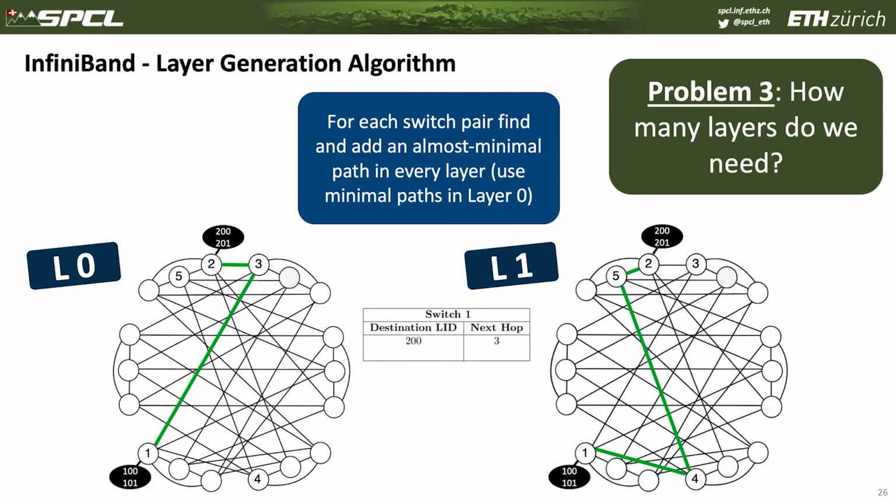In this example, on the left, you see the minimal path from switch 1 to switch 2, and the respective entry in the forwarding table of switch 1. And for the second layer with index 1, we will find this almost minimal path that has 3 hops, and insert that into the forwarding table as well, using this second assigned address that we have. So 201 instead of 200. And that's all there is to the algorithm, to the essence of the layer creation.